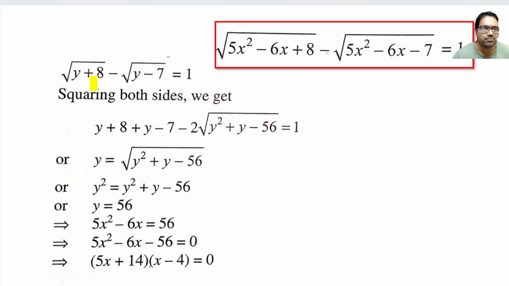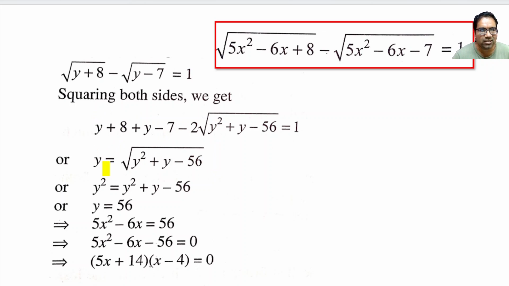If you square on both sides, this becomes a minus b whole square, which is a square plus b square minus 2ab. That is y plus 8 plus y minus 7 minus 2 under root y plus 8 into y minus 7. This becomes y square plus 8y minus 7y minus 8 into 7, 56. Here 8 minus 7 is 1. This 1 and this 1 will get cancelled, and we'll be left with 2y minus 2 times under root y square plus y minus 56 equals 0. 2 will get cancelled, so we'll be left with y equals under root y square plus y minus 56.